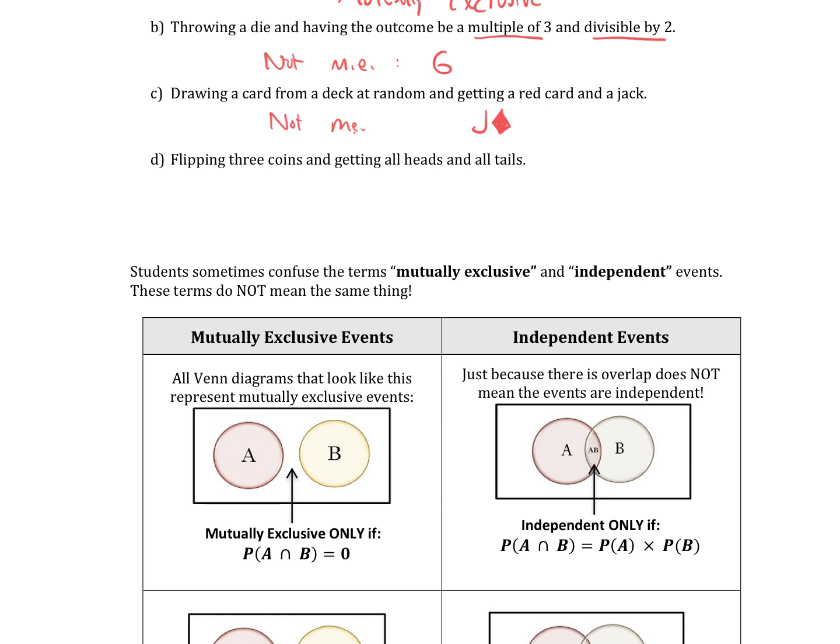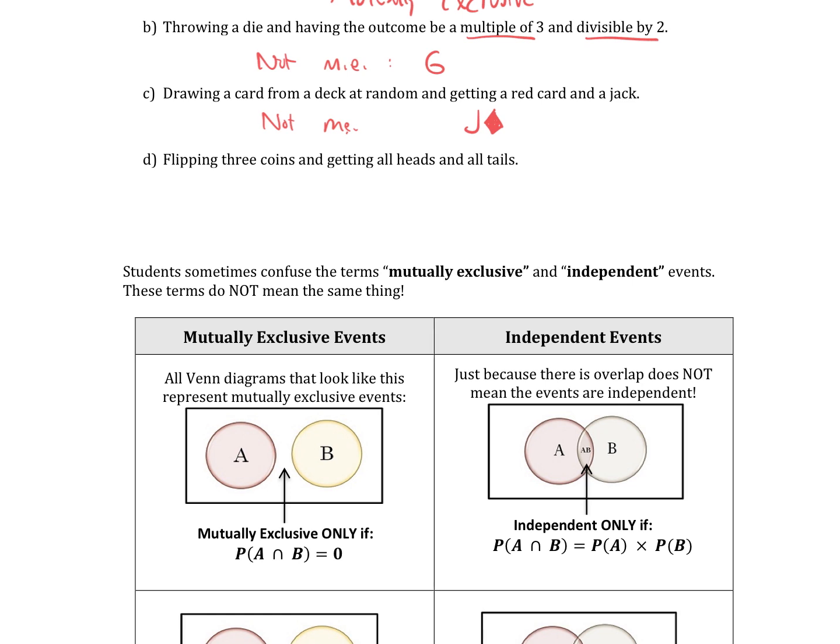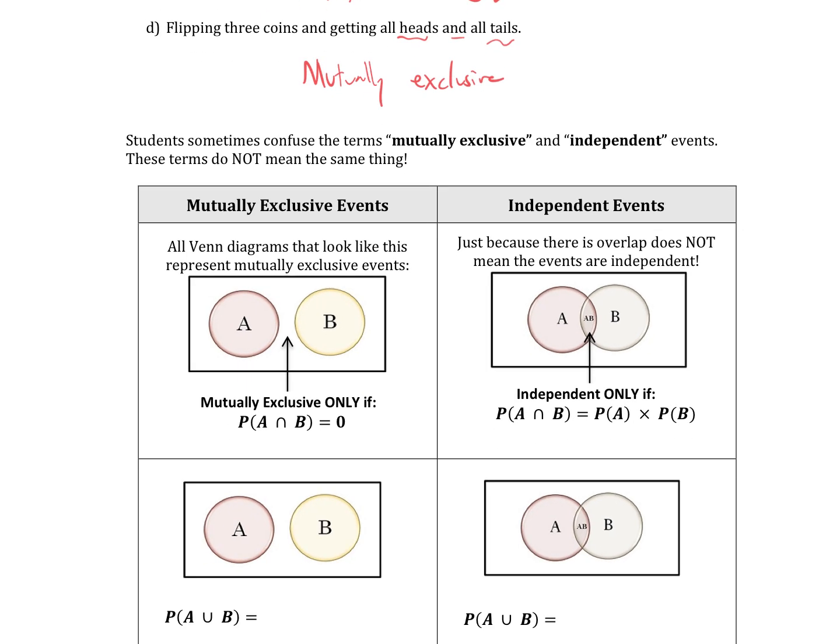Flipping 3 coins and getting all heads and all tails. The coins can't be both all heads and all tails, so these are mutually exclusive.